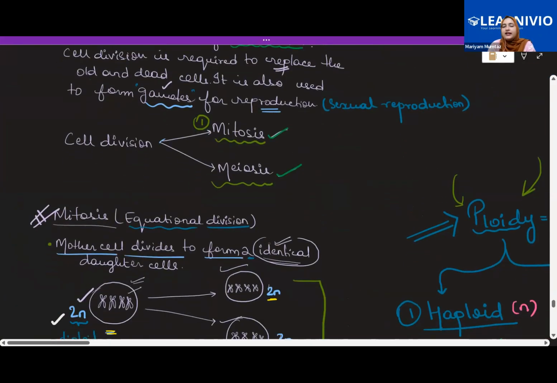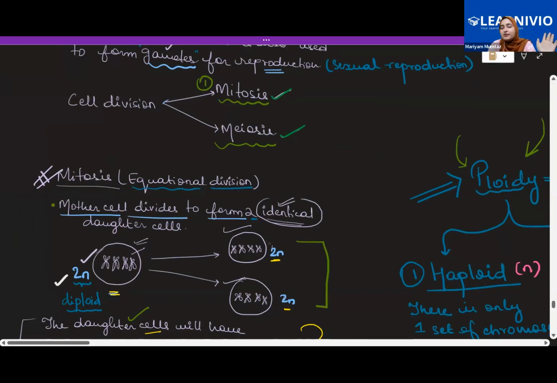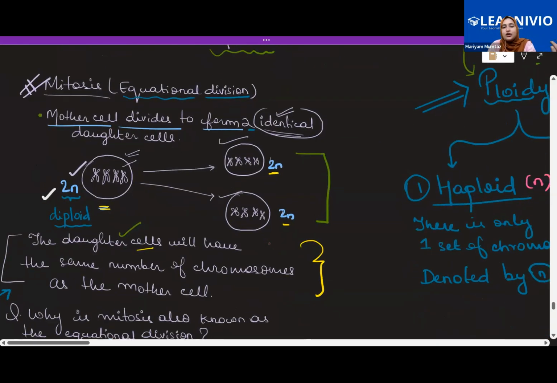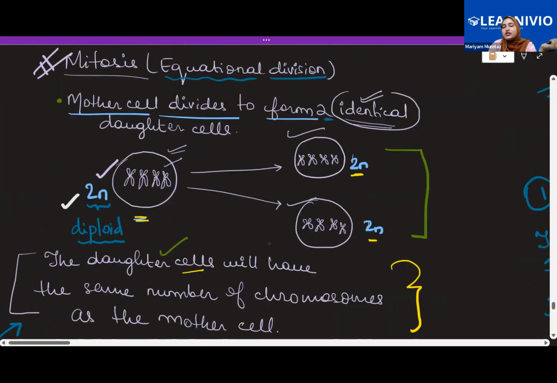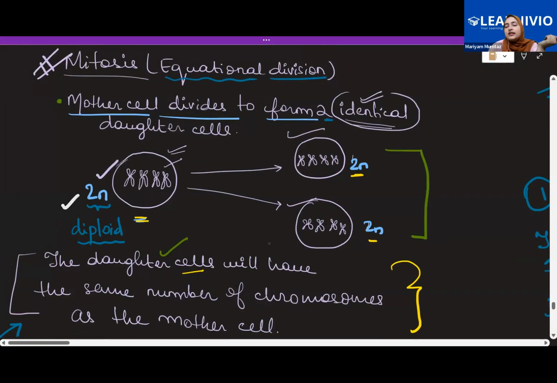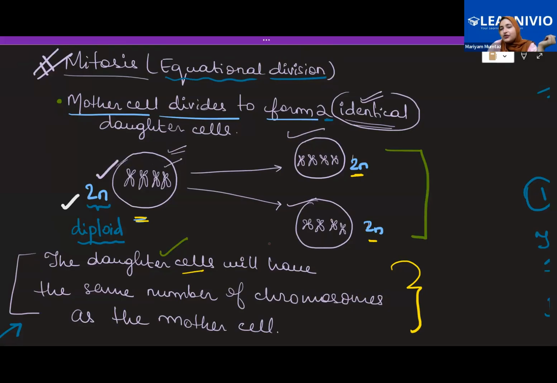Now, you have to keep haploid and diploid in mind, because now we are going to talk about the divisions. Like I said, cell division is of two types, mitosis and meiosis. Mitosis is called the equational division. Why? Because the mother cell divides to form two identical daughter cells, each of which will have the exact same number of chromosomes as the mother cell. If the mother cell is diploid, the daughter cell will be diploid. If the mother cell is haploid, the daughter cell will be haploid.